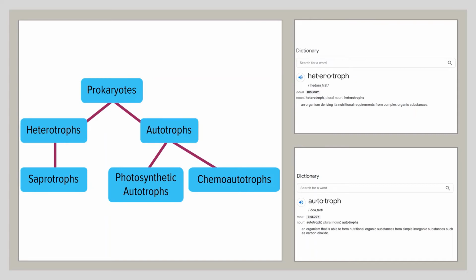If we look at this little mini cladogram here, there's photosynthetic autotrophs, which are autotrophs that use basically light, or photo, that's the root word there, to make their own food. Chemoautotrophs use chemicals to make their own food. Then at the other end, there are heterotrophs, which derive their nutritional requirements from complex organic substances. Essentially, heterotrophs are organisms that have to consume other organisms to gain nutrients and sustenance.